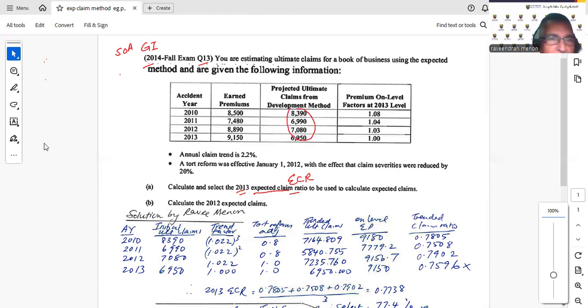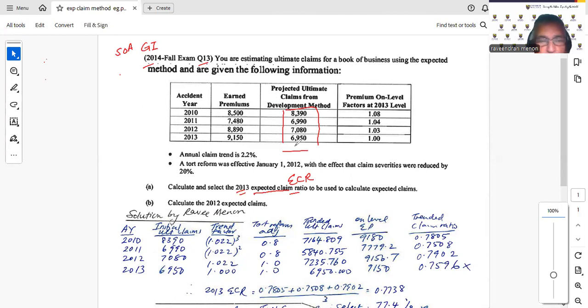Let me just erase that. I don't want to mess this one. Okay, we'll start here. We have your initial estimates of the ultimate claims, a priori. Remember in our textbook we talk about the a priori in the expected claims method. So we have the initial estimates of the ultimate claims, and we always start here in this method.